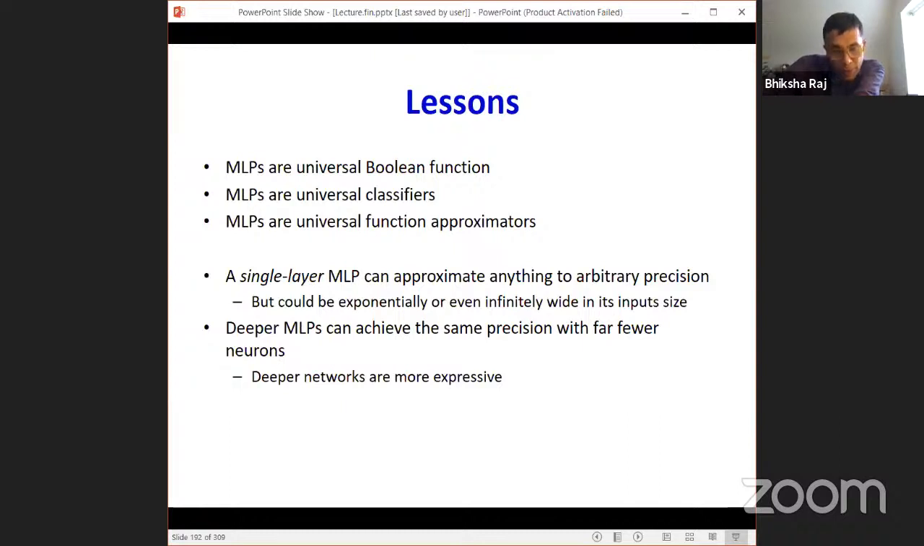And so to just wrap up what we've done in the first session, MLPs are universal Boolean functions, universal classifiers, and universal function approximators. Even a single layer MLP can approximate anything to arbitrary precision. It could be exponentially or even infinitely wide in its input size. Deeper MLPs can achieve the same precision with far fewer neurons. So they're more expressive.